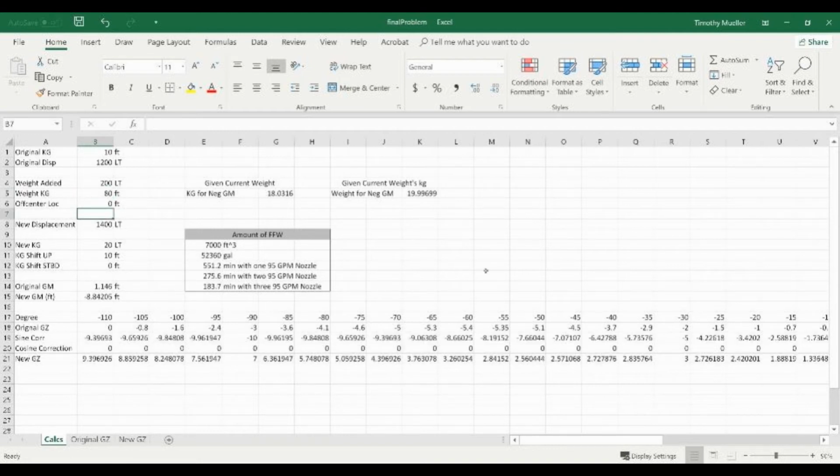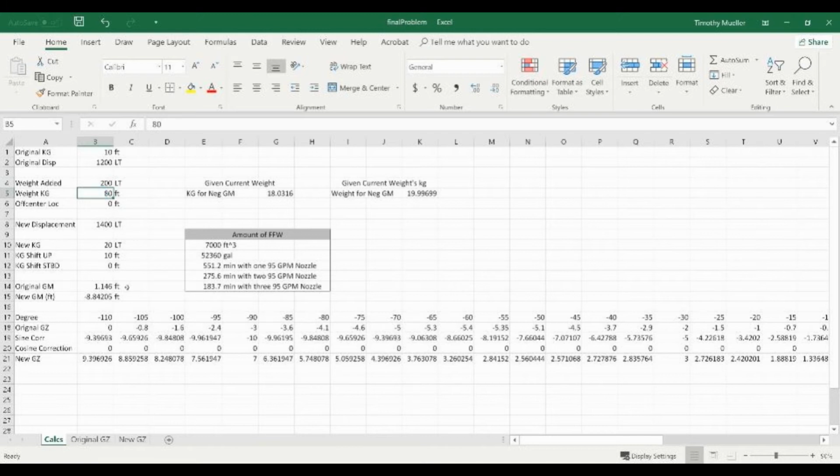All right, so now that was an extreme off-center example with the height of that weight being added right at the center of gravity of the ship. So the sine correction is going to be 0. Let's go the opposite way. So now let's have a directly on center line weight addition, but it's going to be way up high. So we're going to add 200 long tons, 80 feet high. Now, how is that going to affect the ship?